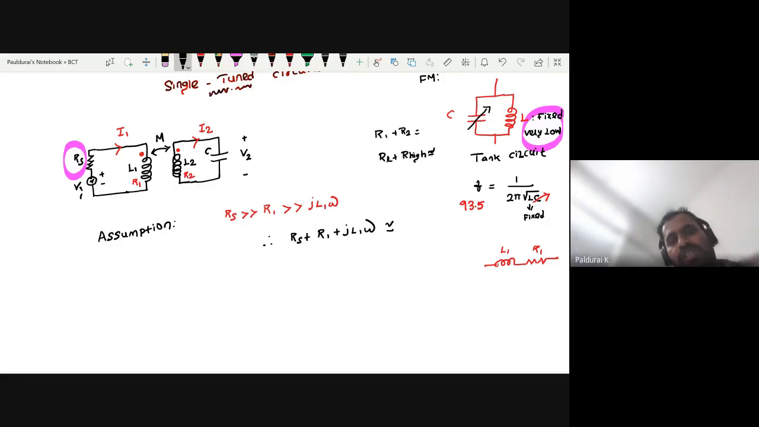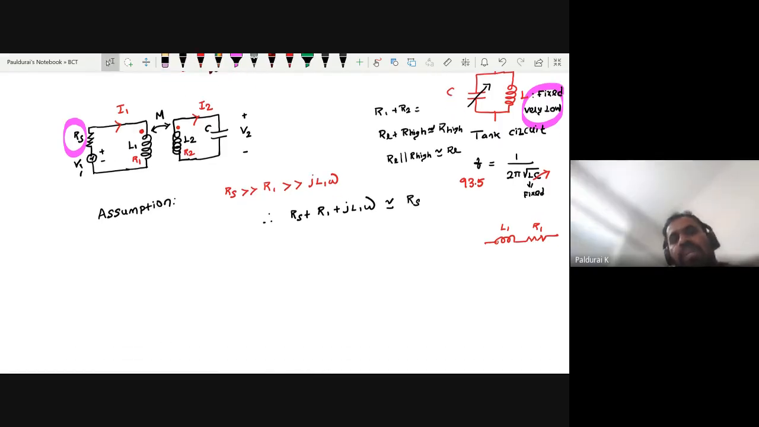If we connect one low value resistor and one high value resistor in series, the equivalent resistance is almost equal to R high, sir. Suppose we connect in parallel, RL parallel with R high, this is almost equal to R low, right? So here, which one is high? RS is very, very high when compared to the remaining two. So I made the very first assumption. From that I derived the relation, Rs plus R1 plus jL1 omega, which is almost equal to Rs.